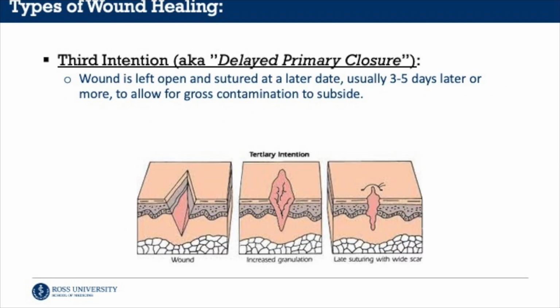Third intention, also known as a delayed primary closure, is when the wound is left open and sutured at a later date, usually 3 to 5 days later or more. This will allow for the gross contamination to subside.